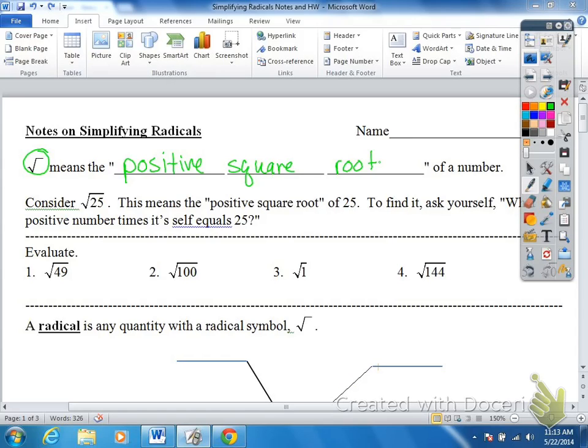So the square root of 49, you're asking yourself what number times itself gives you 49? And that would be 7. Square root of 100. So you say what number times itself would give you 100? And that would be equal to 10. I'm going to pause for just about a few seconds here, let you try those other 3 on your own, and then I'll provide you with those answers.